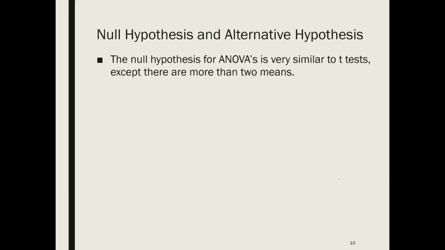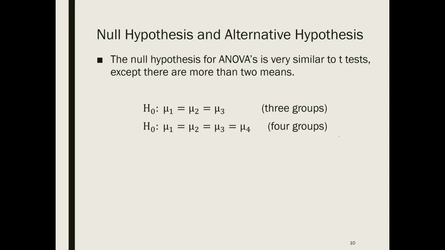Okay, so the null hypothesis and the alternative hypothesis in the ANOVA are a little bit different from the null hypothesis and alternative hypothesis in the t-test. The null hypothesis in the ANOVA, since it has three or more groups, but the logic is the same, is that there is no difference among those groups. If we have three groups, then mu1 equals mu2 equals mu3. This literally means the mean of population 1 equals the mean of population 2 equals the mean of population 3. If you have four groups, then mu1 equals mu2 equals mu3 equals mu4.